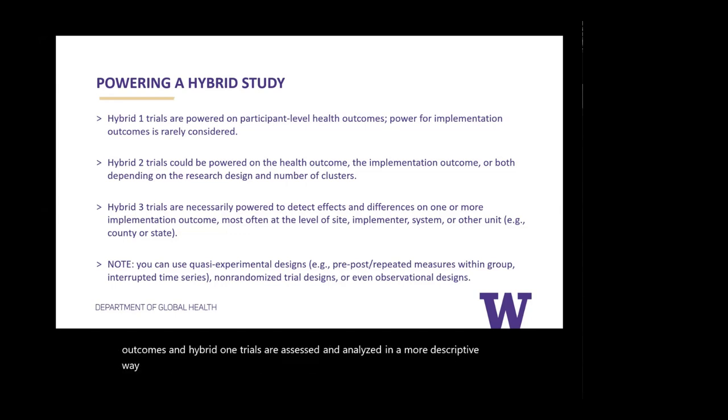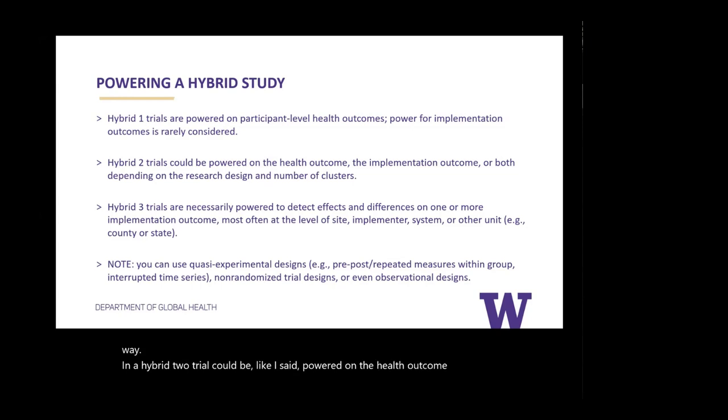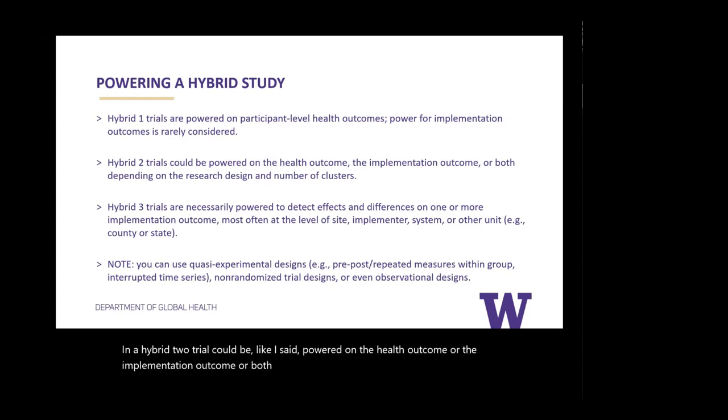In a hybrid two trial, it could be, like I said, powered on the health outcome or the implementation outcome or both, depending on the research design. When they're dual randomized, I just offered up that particular example, but like I said, these 2x2 factorial randomized designs are pretty uncommon due to feasibility issues and resource issues. Sometimes it's simply not logical to do one.